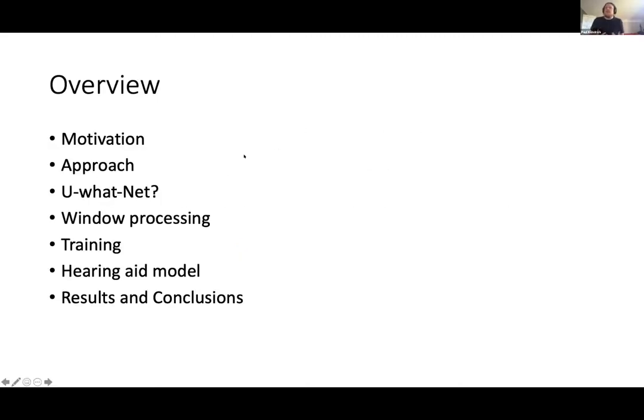First, I want to explain my motivation, why I entered this competition. And I'm going to talk about the approach that I carried out. Then I want to explain what a Unet is. I seem to be the only participant who has used this particular technique. This could well have been my naivety, but we'll see how we go. I'm going to explain how, in order to address the 5 millisecond look-ahead restriction, I used a window processing approach. I'm going to talk about how the Unet was trained, the hearing model I used, and then some results and conclusions.